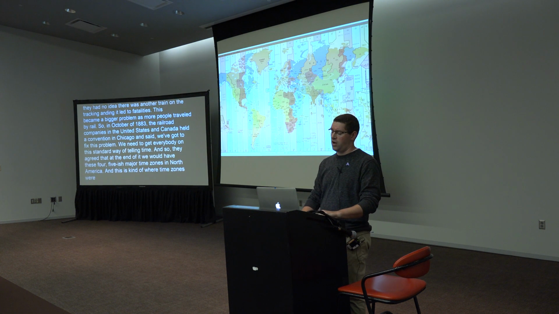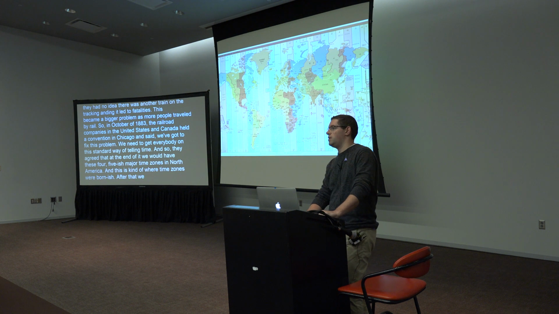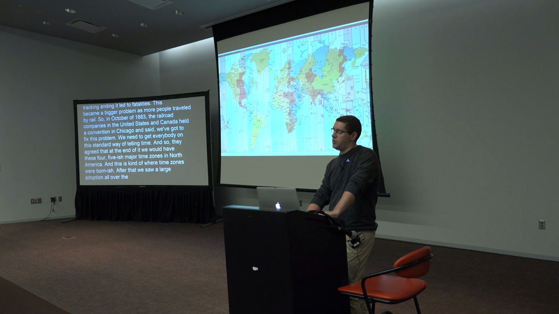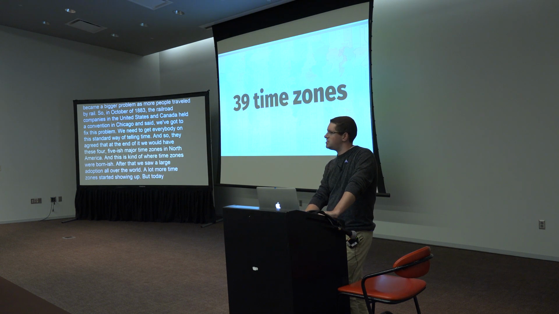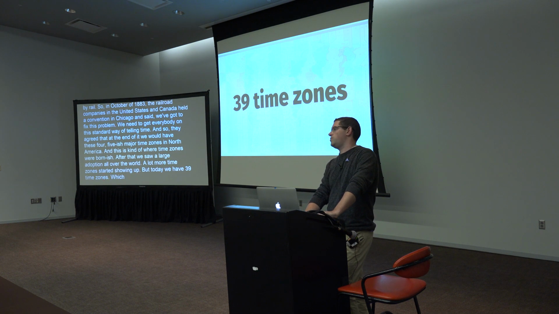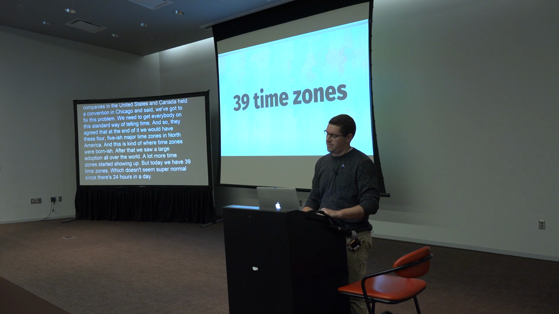After that, we saw a large adoption all over the world. A lot more time zones started showing up. But today, we have 39 time zones, which doesn't seem super normal since there's 24 hours in a day. But we'll get to some of the weird ones.